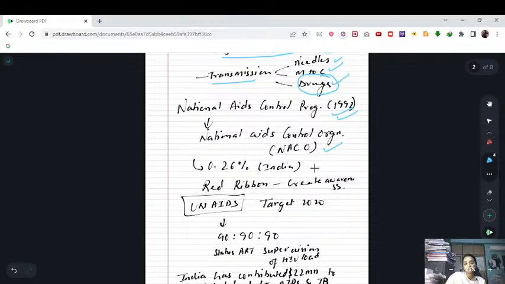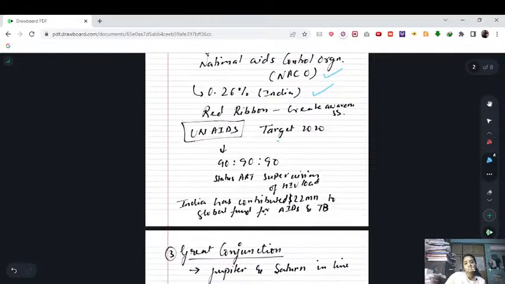India has 0.26% of the global AIDS burden. There is the Red Ribbon Program, which creates awareness, and UNAIDS, under which the target was to eliminate AIDS by 2020. Under this, we have the 90-90-90 target: at least 90% of AIDS patients should know their status, at least 90% of them should get ART treatment, and of them 90% should have suppressed HIV load. So this is the aim of UNAIDS. So the question can be on 90.